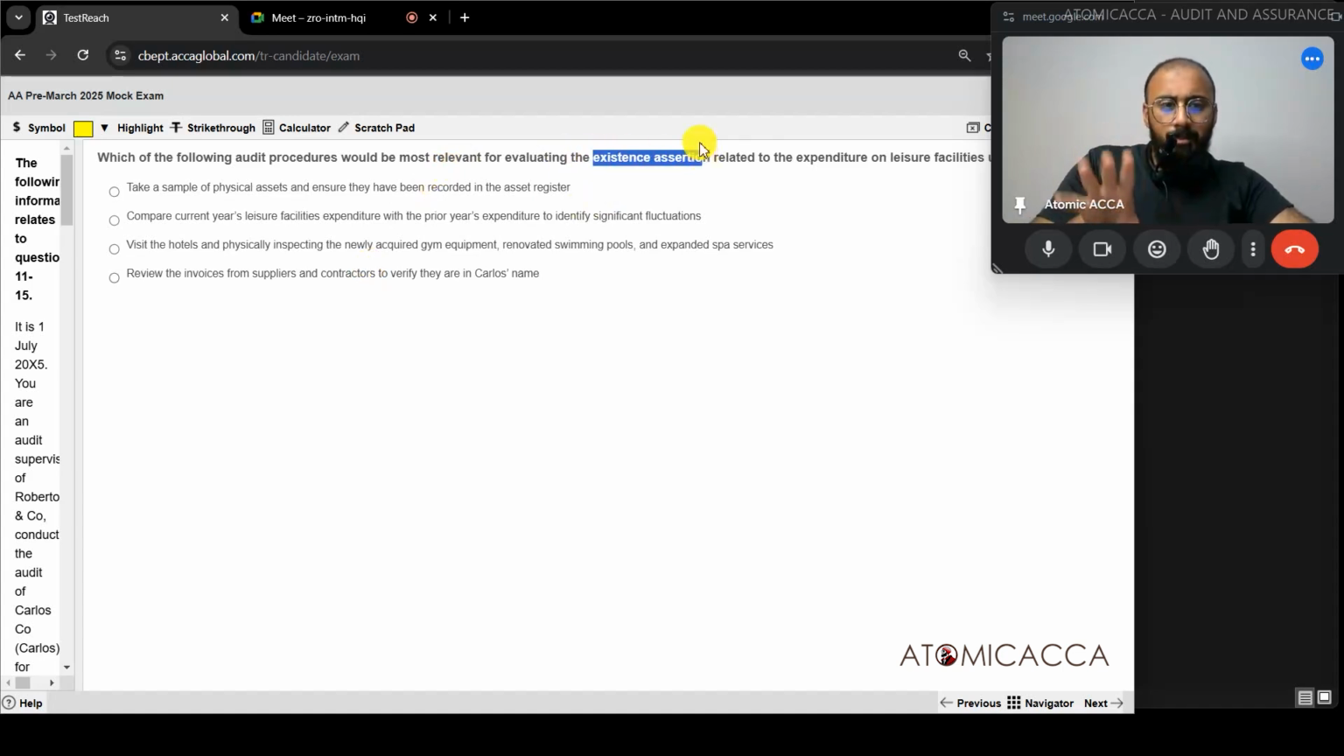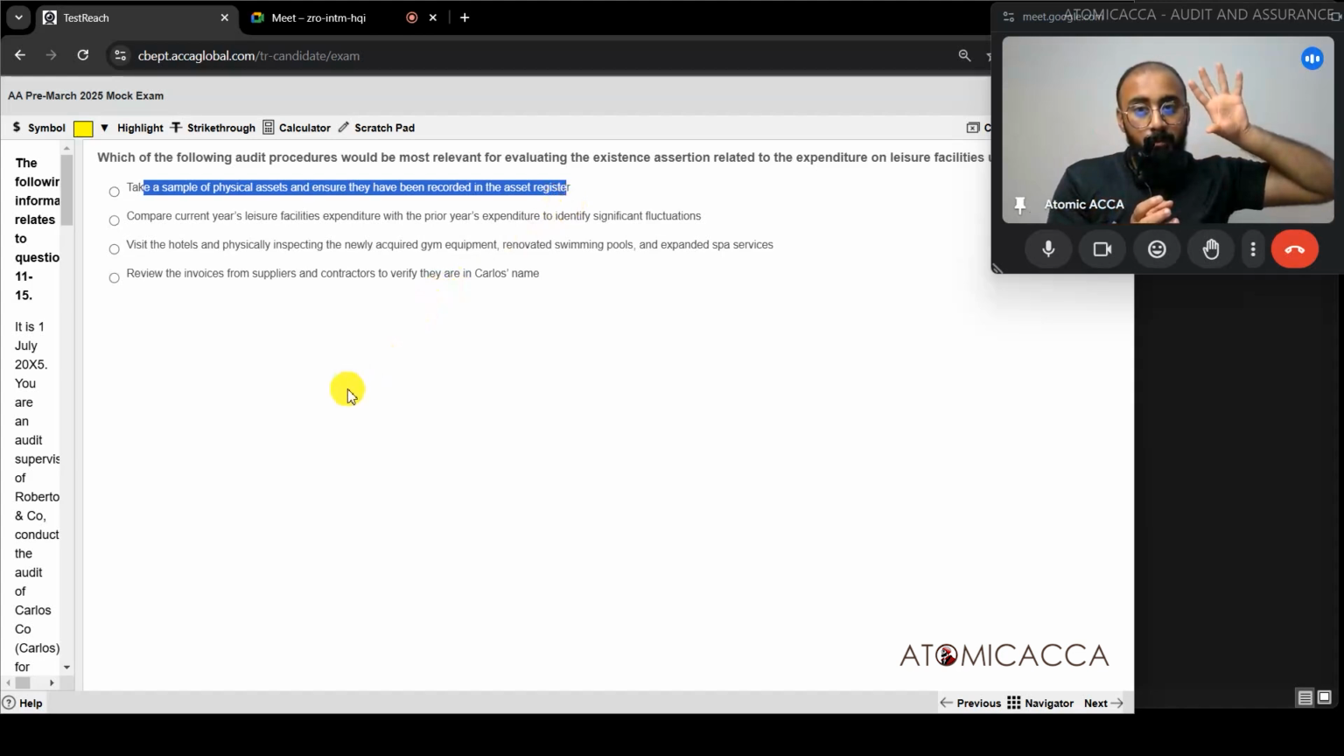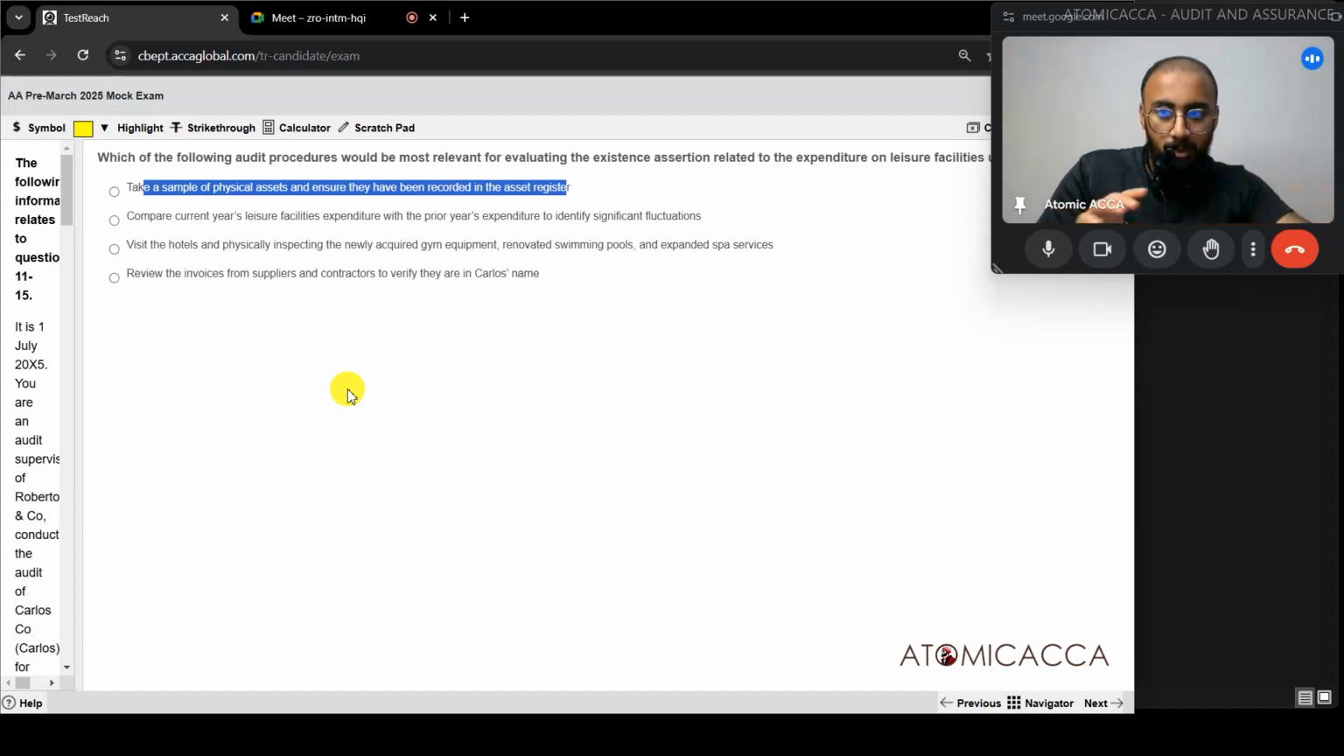So simply it will be like you're going to check a sample of items within the financial statement and check whether these are actually present or not. So let's read them one by one. Take a sample of physical assets and ensure that they have been recorded in the asset register. So this is like opposite. You're taking a sample of physical asset and checking whether the recording is done properly. This is completeness, not existence. So option 1 is out.